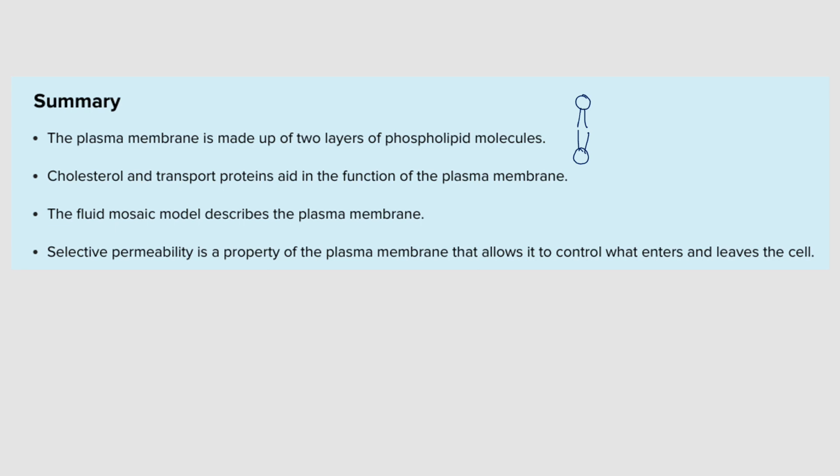And remember, our plasma membrane is a fluid mosaic model, which means it's almost like an ocean where these molecules are not set in stone, but moving freely, almost like the waves of an ocean. And our plasma membrane is selectively permeable. Selective permeability is a property of the plasma membrane that allows it to control what enters and leaves the cell, which is really important in maintaining homeostasis.